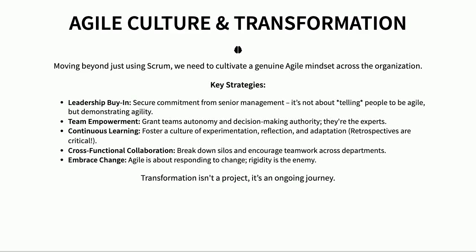Okay team, let's talk about taking Scrum beyond just implementing the framework. It's about fundamentally changing how we work and think. We need to build an actual agile culture. That means getting buy-in from leadership so they understand it's not just a process but a way of operating. Giving teams more autonomy and trusting them to make decisions is huge too. And don't forget the importance of continuous learning, regularly reflecting on what's working and what isn't through those vital retrospectives. Finally, breaking down silos between departments and encouraging collaboration will really drive agility forward. Remember, this isn't a one-time fix, it's an ongoing journey of adaptation and growth.